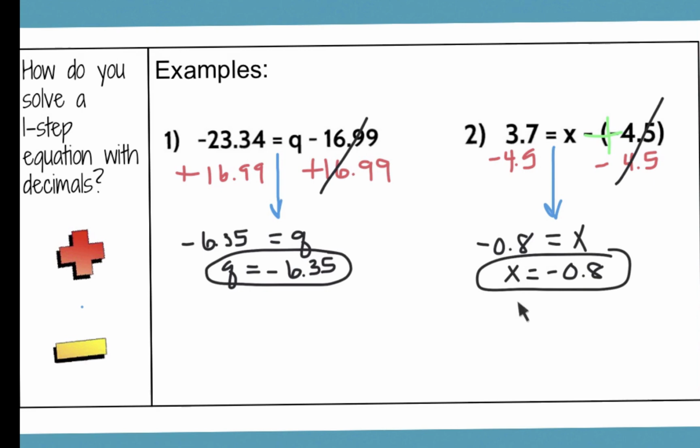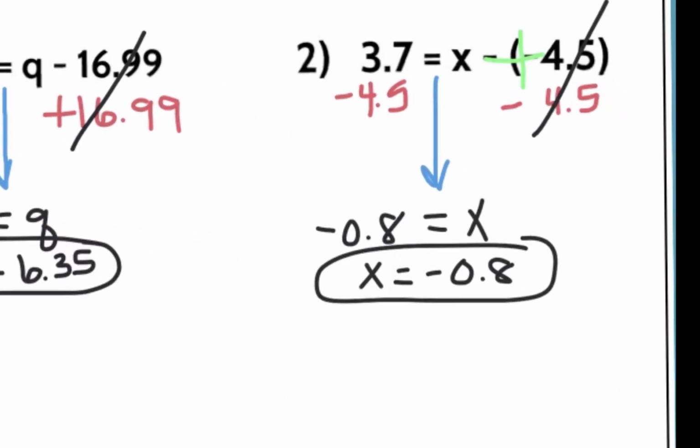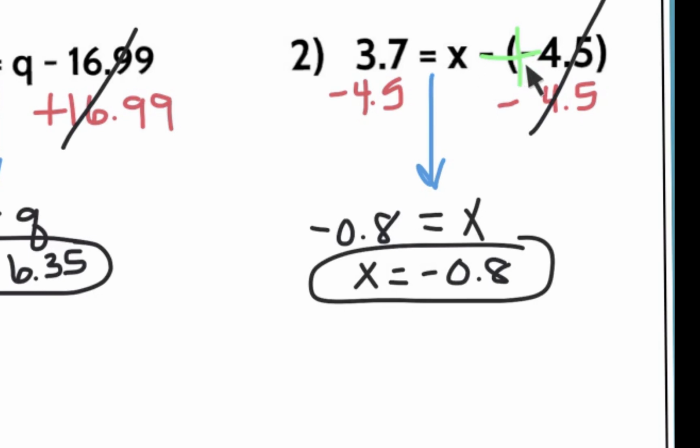Number 2, when I solve for x, I got it to equal -8/10. Something tricky with this problem was you had x minus a -4 5/10. Remember, when you're taking away a negative, that really means plus, so we need to change that to plus first. Then to get the 4 5/10 out of there, we have to subtract.